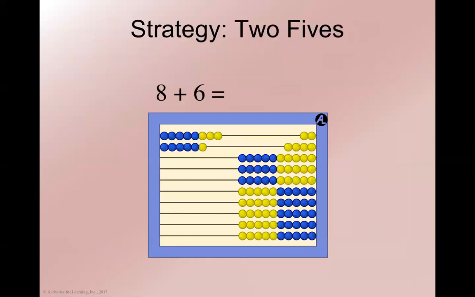Another strategy is the 2-5 strategy. This one's very cool. So 8 on the first wire is 5 and 3. 6 on the second wire is 5 and 1. And so we can see that we have 2 5s is 10 and 4 more, 14. Same thing with 7 plus 5. You just see it. It's right there. We have 10 and 2 more. And so thinking in terms of quantities is just going to help our students really see what they're doing and then be able to expand it.